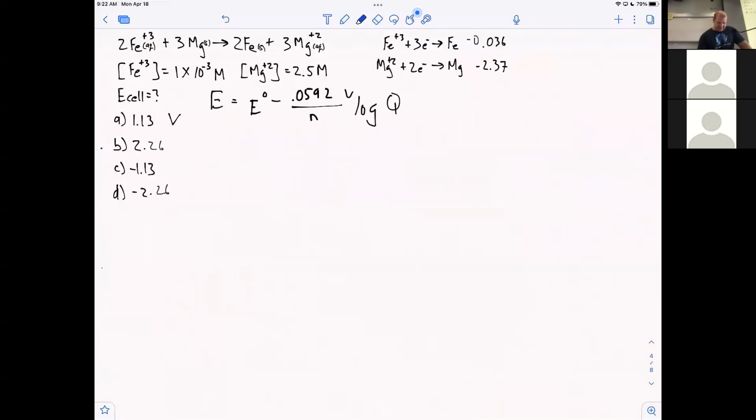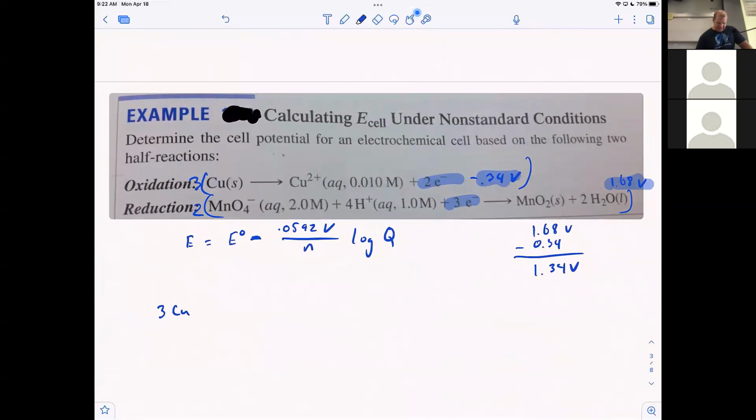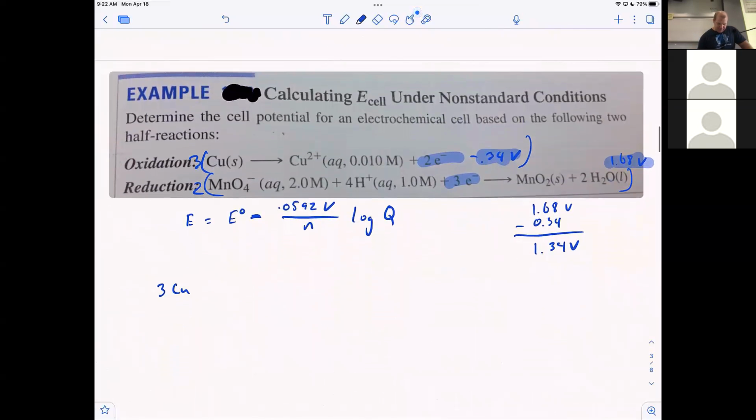I'm being very specific about a common mistake I see. When you do the standard cell potential, do not multiply this one by 2 and this one by 3. I'm doing that explicitly because I see that mistake a lot. But you do have to balance the equation.